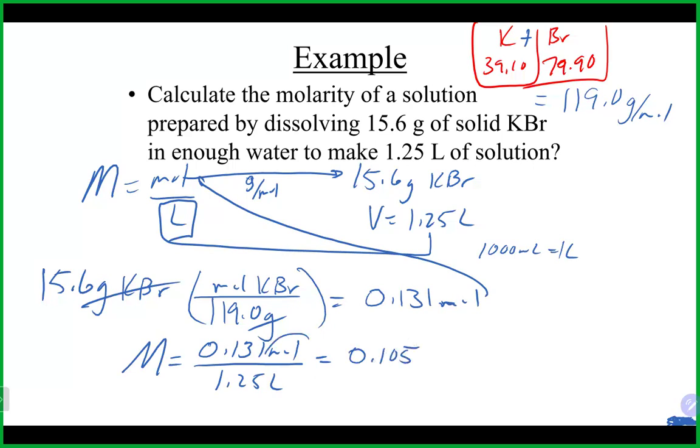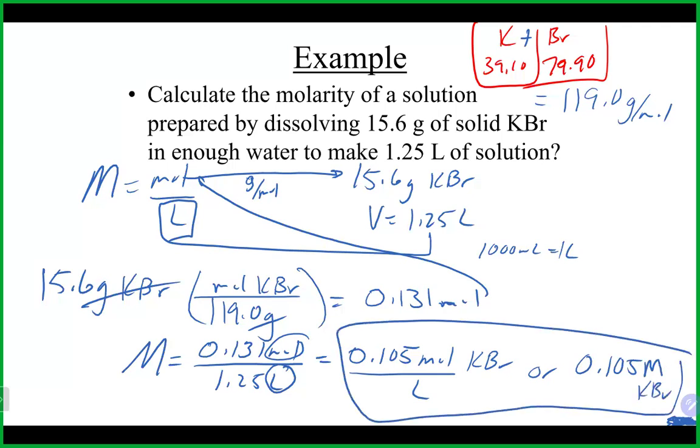Now, again, these units do not cancel, so the number always stays with the moles part. It's always per 1 liter of KBr. At this point, you could also convert it back to that big M and just write big M KBr as well. Yep. Any questions on that one there?